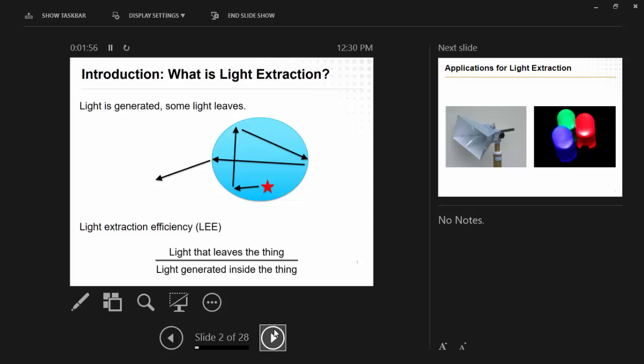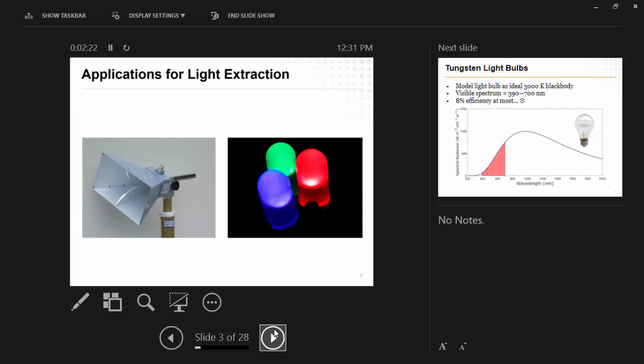And some of them are going to get reabsorbed inside my material, which is presumably bad. And others are going to bounce around and eventually find their way into the outside environment. So we're extracting light, and it makes a nice straightforward definition for what light extraction efficiency would look like. You can define it as the light that's leaving divided by the light generated inside. And we'll work with that definition a little more rigorously later on, but that's the basic idea.